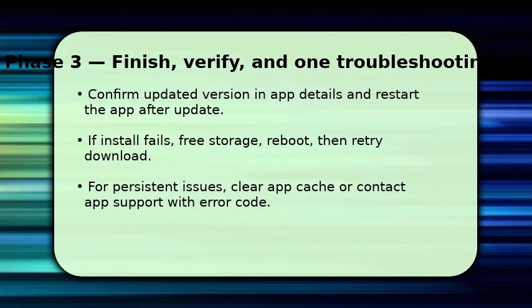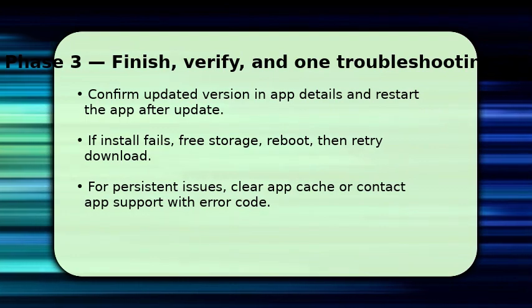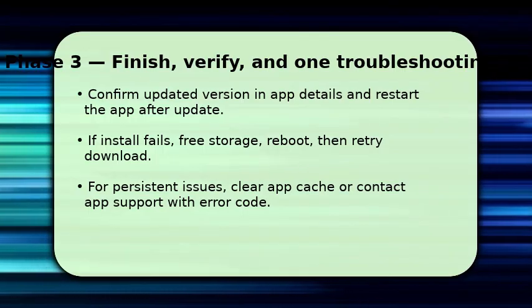After updates finish, open each updated app and verify it runs. Check the app details to confirm the new version number. If something fails, free up storage by deleting unused files or apps, then reboot your phone and retry the update. That often resolves transient errors.